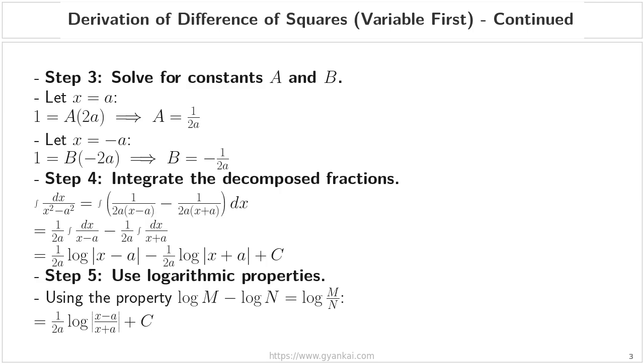Finally, in step 5, we'll use a logarithmic property to simplify this expression. Remember the property that the logarithm of m minus the logarithm of n is equal to the logarithm of m divided by n. Applying this property, we can combine the two logarithmic terms into a single logarithm: the natural logarithm of the absolute value of x minus a divided by the absolute value of x plus a. This gives us our final result, 1 over 2a times the natural logarithm of the absolute value of x minus a divided by x plus a, plus c.